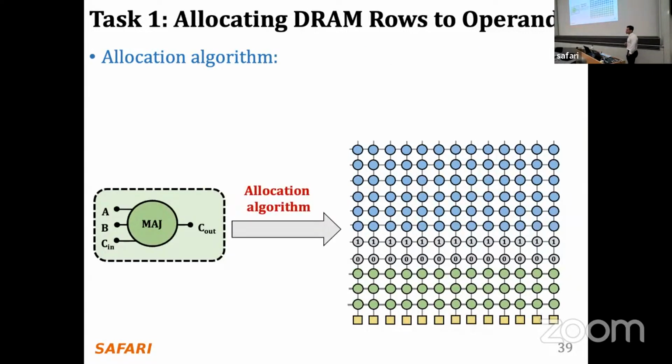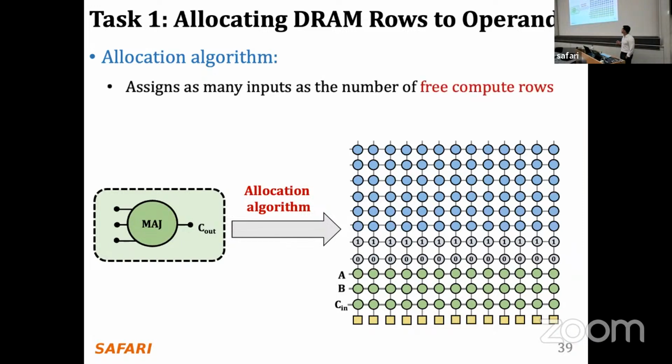So taking those 2 restrictions into consideration, we designed this allocation algorithm, which first assigns as many inputs as the number of free computing rows as we have available. What we actually used for this is a register allocation algorithm that is quite common in compiler routines. I forgot exactly which one of them we use, but it's in the paper. Anyway, this is just a register allocation algorithm, and there are many of them in the literature with different trade-offs. So you pick one, and then we treat those rows as registers, basically.